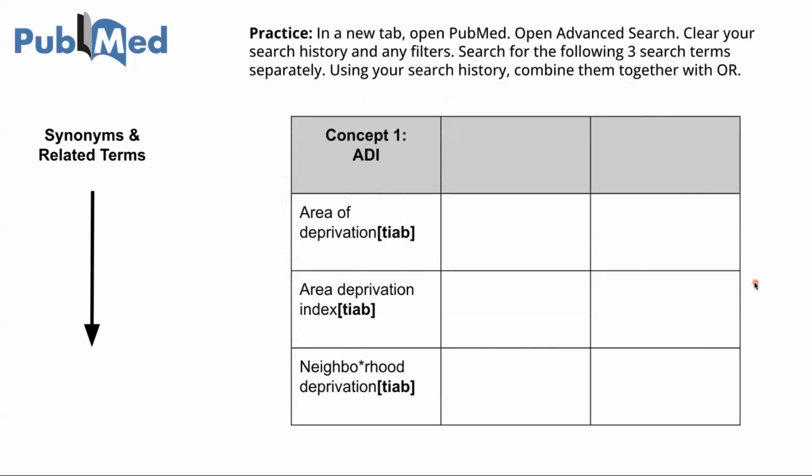Let's practice. Keep in mind, this is an example search and not an actual list of exhaustive terms related to metastatic cancer and area deprivation index. To begin, open PubMed. Open the advanced search and clear your search history and any filters that you might have selected. Search for the following three terms separately, as shown. Using your search history, combine them together with the Boolean operator OR by clicking on the three dots next to terms in your search history. This search should show us all of the articles in PubMed about area deprivation index. Pause the video as needed.